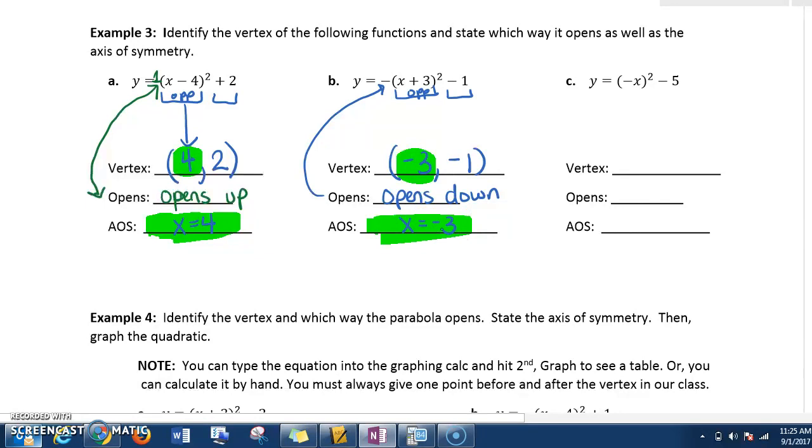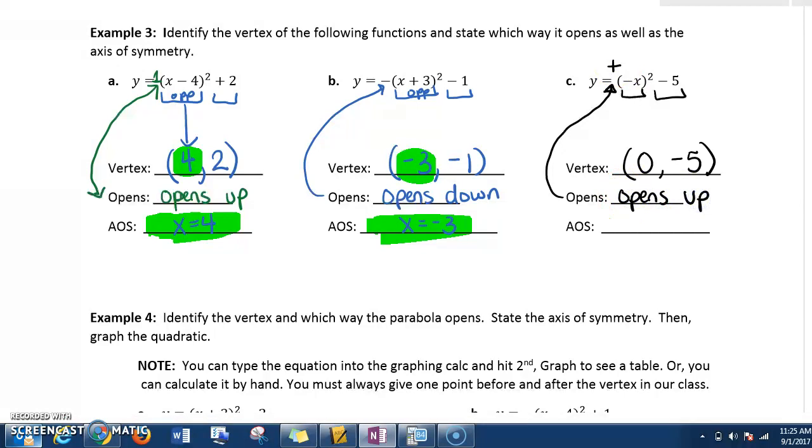All right, now let's look at the vertex again. We are looking at the value on the inside and outside. There's no number behind this, so really that's 0. And here it's -5. It drops down. I am going to look at the number in the front of the parentheses, not inside, but in the front. It's positive, therefore we know it opens up.